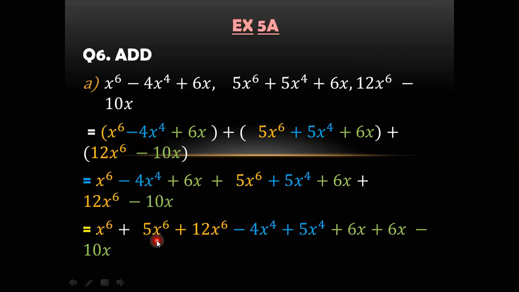x^6 के साथ plus 5x^6 plus 12x^6, we're writing them at the same place. Similarly the minus x^4 plus 5x^4, they are the like terms and we are placing them together. And the x term 6x plus 6x minus 10x, they are also placed together. Now we will add them because they are placed together and we can very easily add them. 1 plus 5 plus 12, then minus 4 plus 5, इसका क्या आंसर होगा? plus 1. और 6 plus 6 12 and 12 minus 10, it will be plus 2. So this will be the final answer, 18x^6 plus x^4 plus 2x.